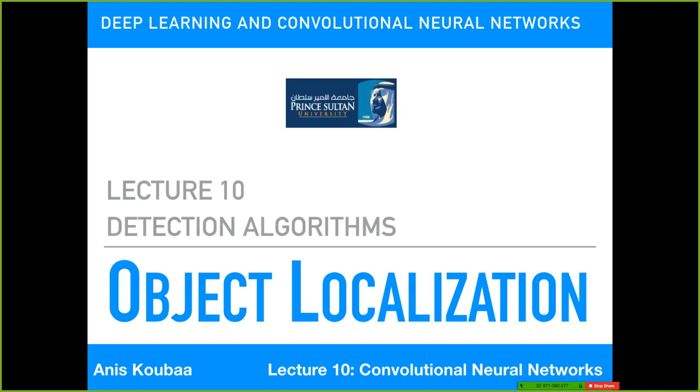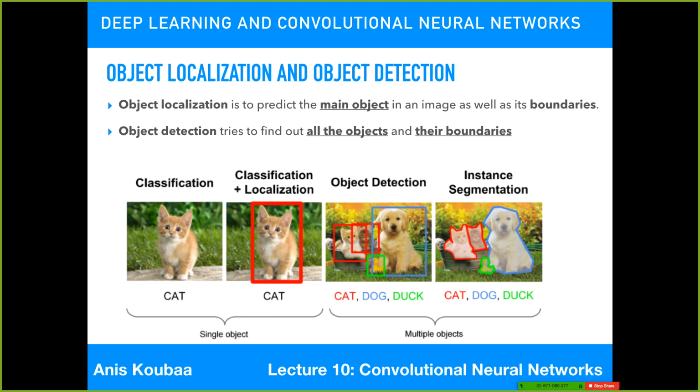So what is object localization? What we have done so far is actually object classification. We have an input image. It contains one main object, for example, a cat, and then we process this image through a convolutional neural network, and finally it tells us what the main object in the image is. This is what we call image classification.